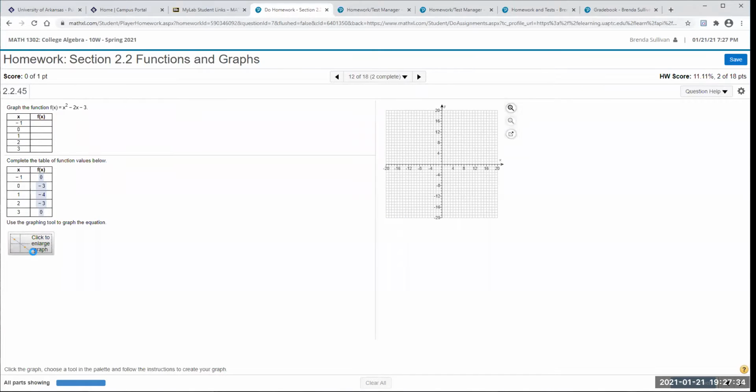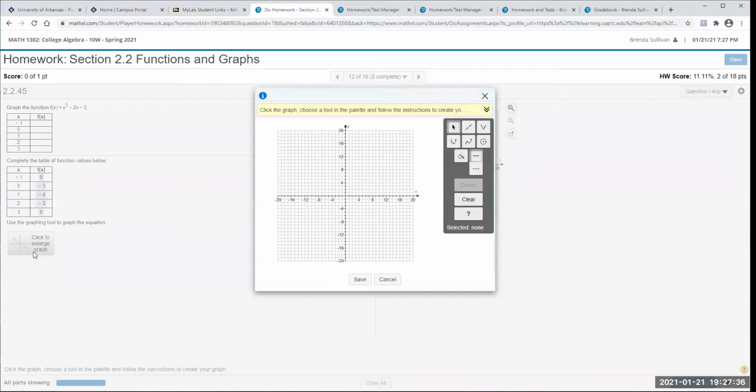Okay, now then we're going to graph it. I do know that it's a squared term. That tells me in my mind that it's a parabola. So I'm going to pick the little parabola tool. And I'm going to put those points on there. I'm going to go ahead and put my vertex point since I know that it's really 1, -4. I'm going to start with that one.